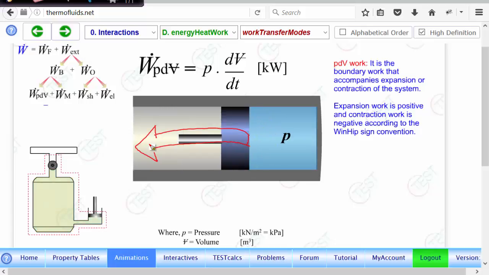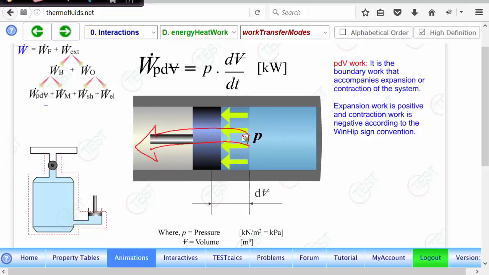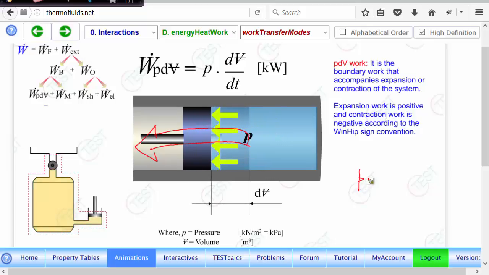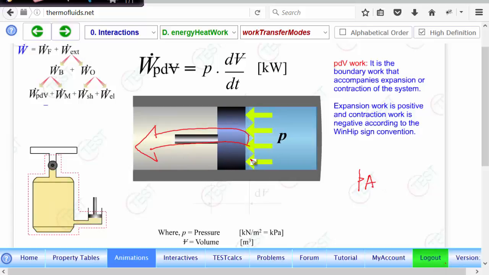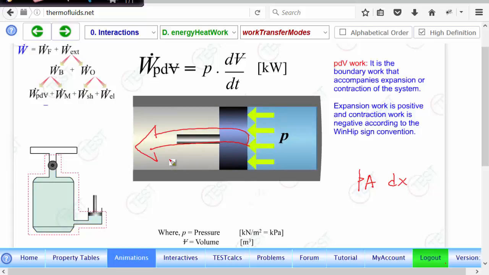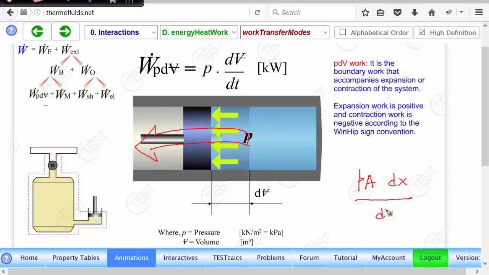Now, how much work is being done? Well, you can simplify that very easily. Think about it. The pressure times the area is the force you're applying. Again, it's the same force times distance. And suppose you go by a distance dx, then in time dt, that's the rate at which you are doing the work.